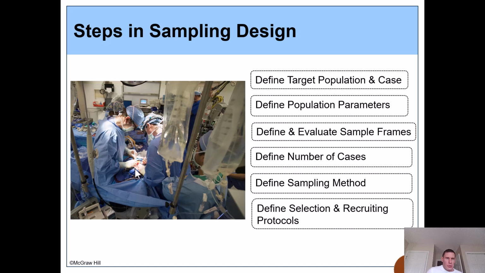All right, so the first thing we'll talk about is the steps in sampling design. So think about designing the sample, who you're going to target, what firms, what entities, what segment of the population, perhaps where they're located. So the first thing we'll do is define the target population in case. We'll define the population parameters, so like the key statistics, if you will, about the population. Define and evaluate the sample frames. We'll define the number of cases, like how many, what do we need in the sample, how many to make it kind of robust. Define the sampling method and define the selection and recruiting protocols.